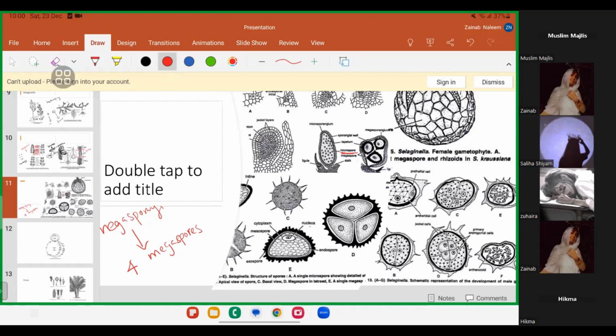Microscopic means you cannot see it, and non-photosynthetic because it is trapped inside. It cannot produce its own food and it depends on the stored food.